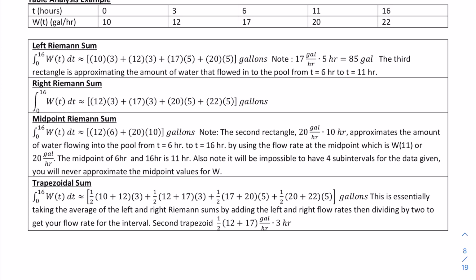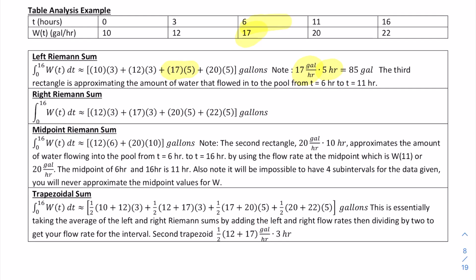And so, for example, this third rectangle on this subinterval from 6 to 11, it's a 5-hour subinterval, but we're taking the value on the left-hand side, which is going to be at 6. So we say 17 gallons per hour for 5 hours. And so that subinterval, that third rectangle, represents 85 gallons that flowed into the pool or whatever we're talking about. If we're going to do a right Riemann sum, same thing, we're just using the value on the right-hand side of each subinterval. That's why I'm going 3 times 12, 17 times 3, and then 20 times 5, right? And then 22 times 5.